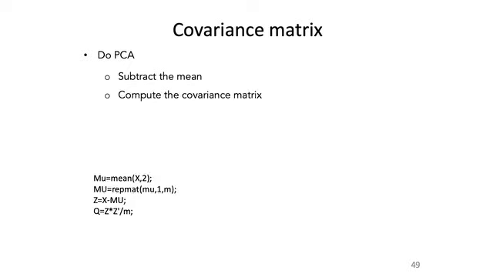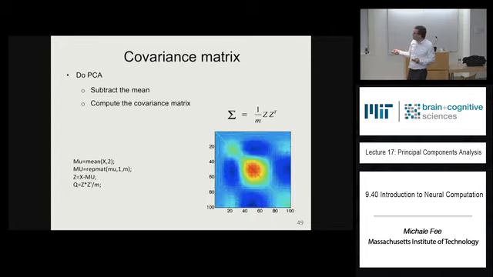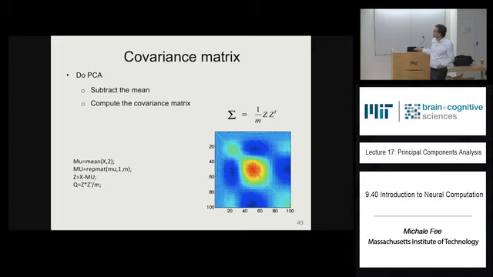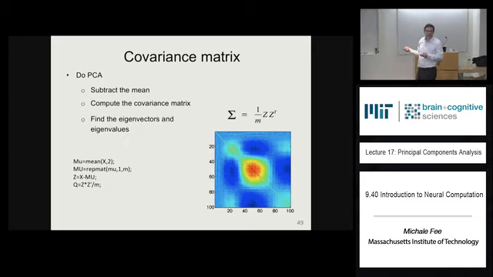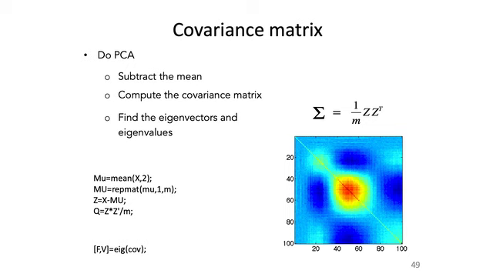Compute the covariance matrix. So there we compute the mean. We subtract the mean using repmat. Subtract the mean from the data to get z. Compute the covariance matrix q. That's what the covariance matrix looks like for those data. And now we plug it into eig to extract the eigenvectors and eigenvalues. Okay, so extract f and v.